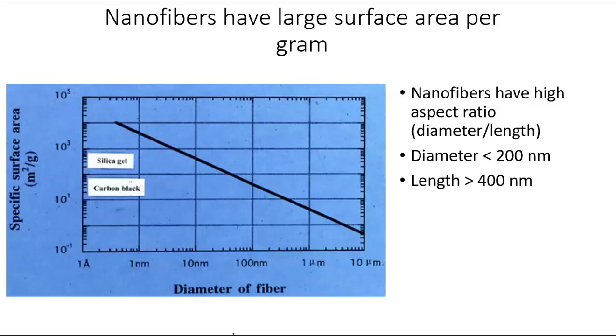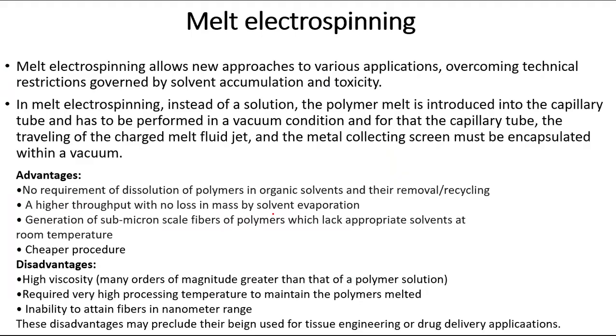The beauty of the nanofibers is that it has a very high aspect ratio. The diameter length ratio is very high. Aspect ratio is diameter to length ratio. So you all can see, if you take a diameter of the fiber, starting from the micrometer scale, the specific area of the fiber will get increased. Linearly, it gets increased. Right?